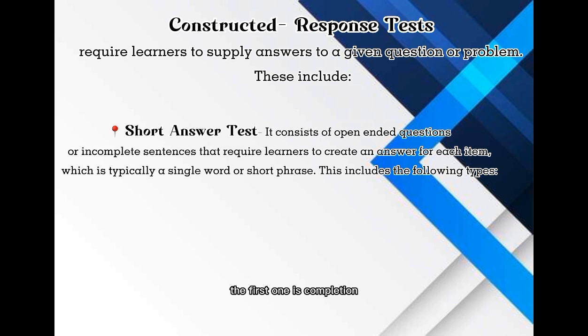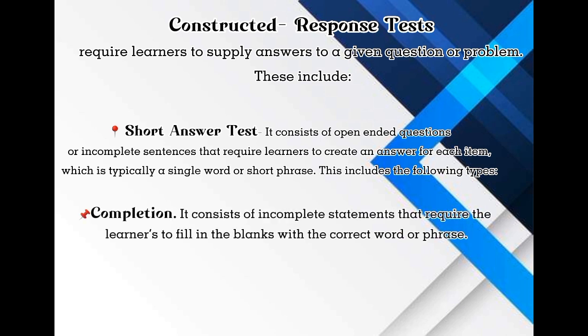The first one is completion. It consists of incomplete statements that require the learners to fill in the blank with the correct word or phrase. For example, blank is the powerhouse of the cell, so the answer is mitochondria. During the completion test, students are required to fill in the gap in a lead sentence with a phrase, word, or numbers that best suits the context.